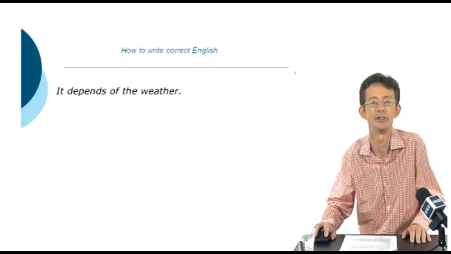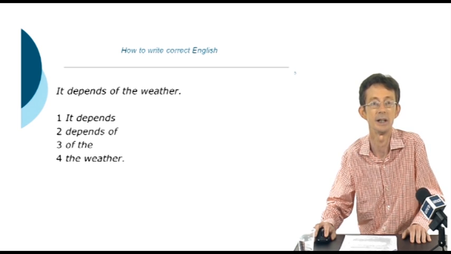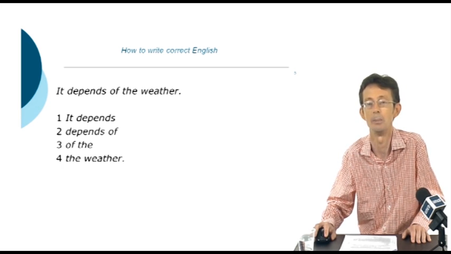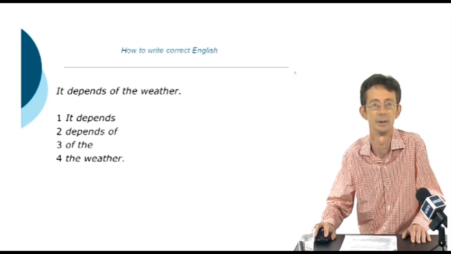Pablo breaks the sentence into pairs of words. That's 4 combinations. It depends, depends of, of the, the weather. Pablo wants positive evidence to prove that each combination is correct. The first combination is it depends.